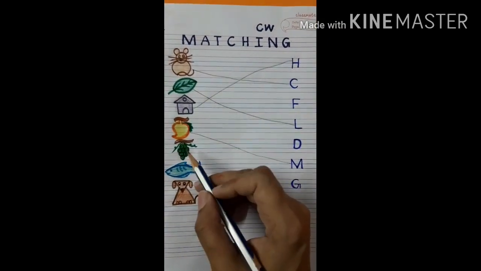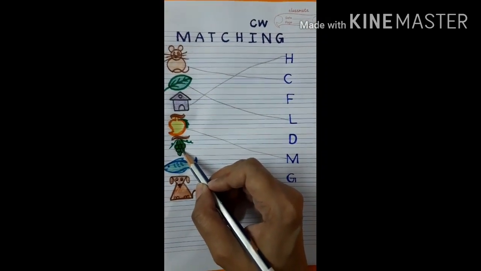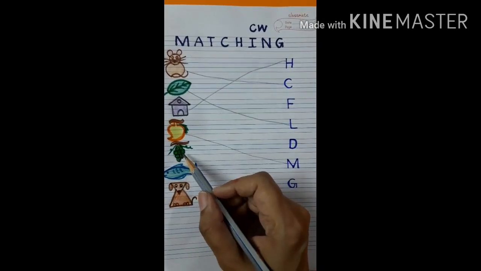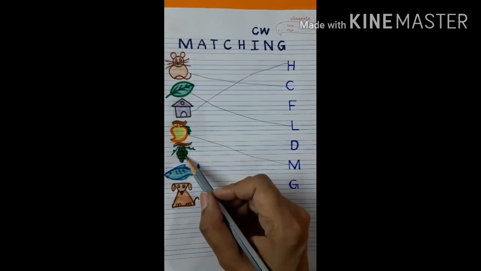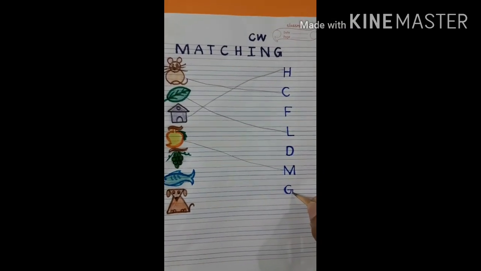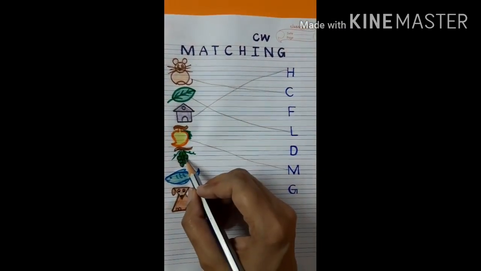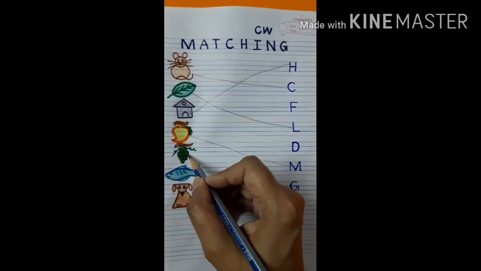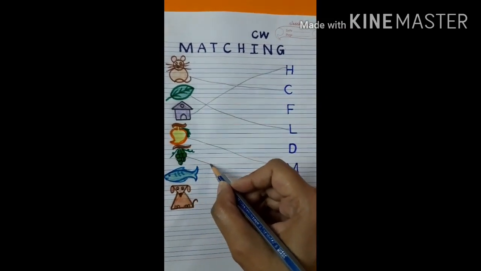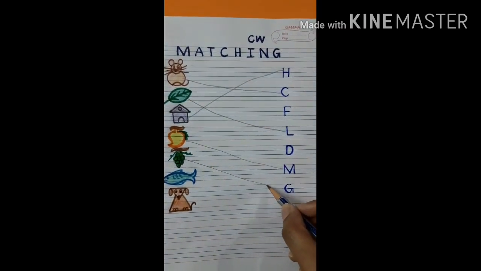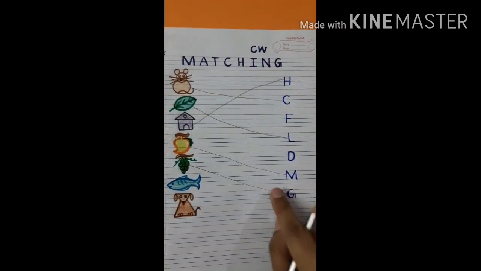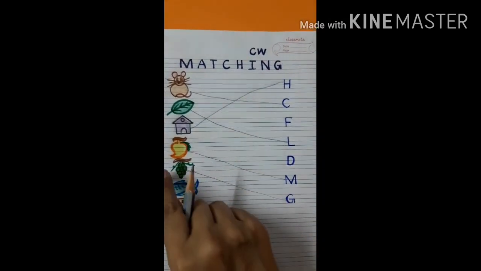Now look at the next picture. Next picture is of grapes. Grapes belongs to which letter? G. G for grapes. Keep the pencil on picture grapes and draw a line towards letter G. Match. G for grapes.